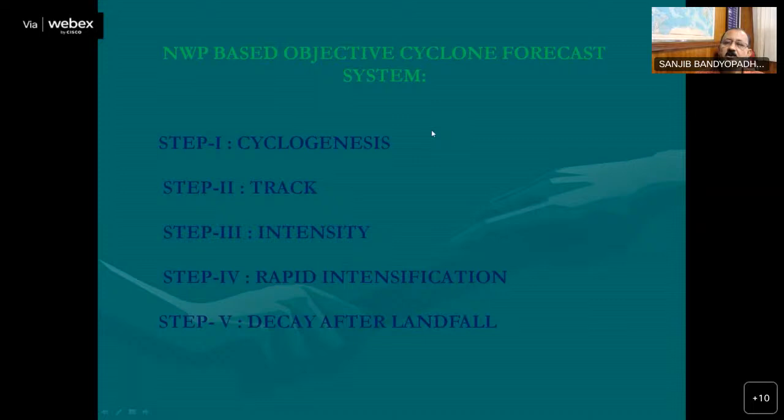So the NWP-based objective cyclone system: the first one is cyclogenesis, 15 days in advance, then track, step 2, intensity, step 3, step 4 is the rapid intensification, and step 5 is the decay after landfall. Some systems rapidly decay immediately after landfall, particularly in the pre-monsoon season, and in the post-monsoon season when there is sufficient moisture over the land area immediately after monsoon, that time decay may be slightly slow.